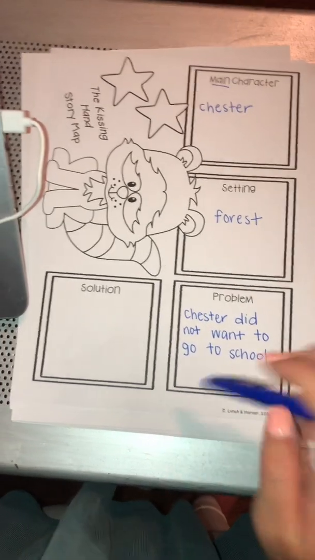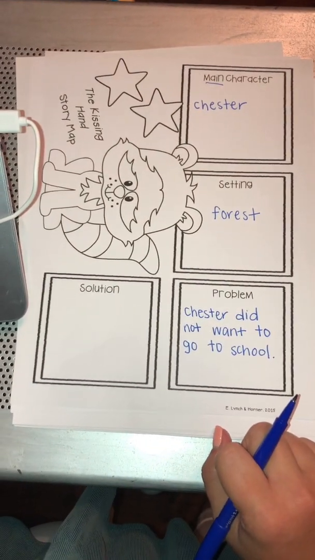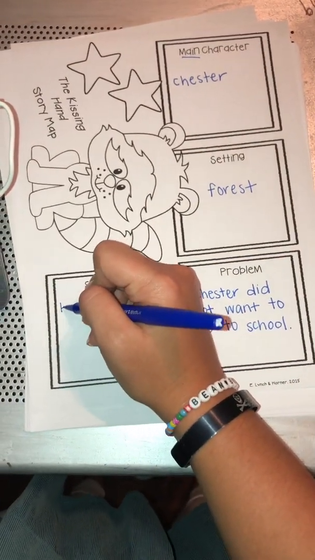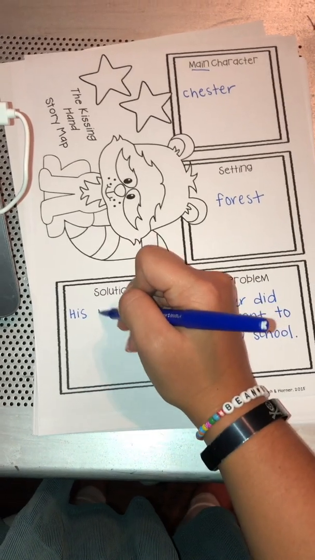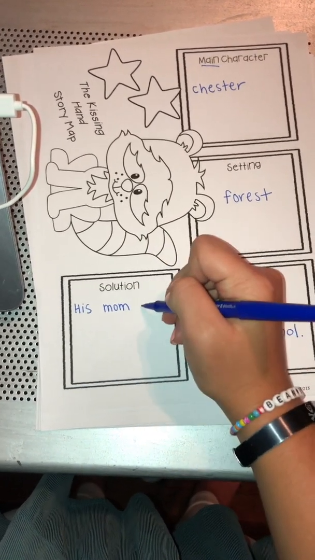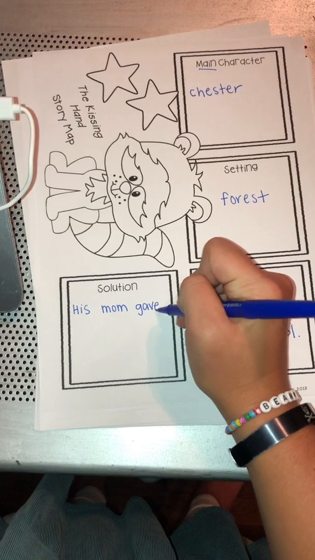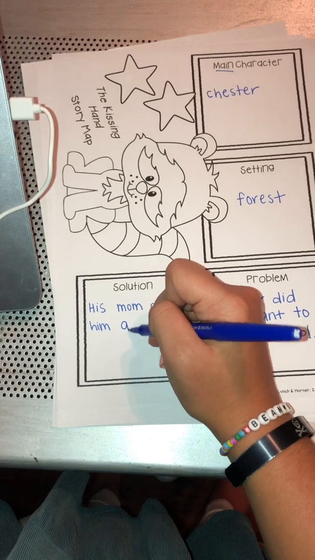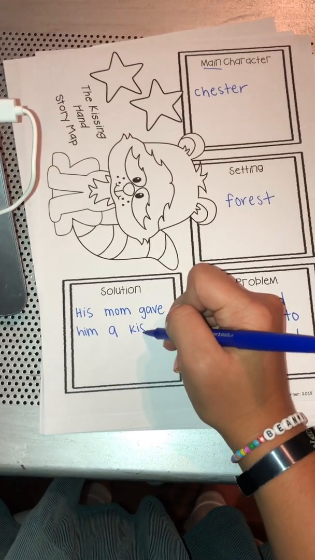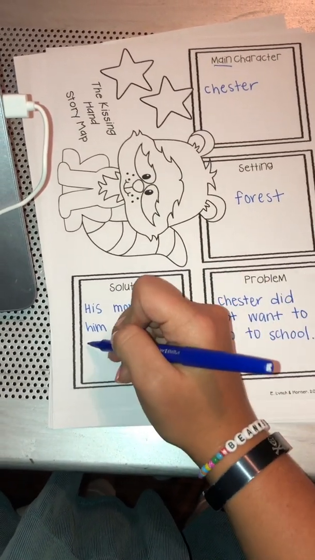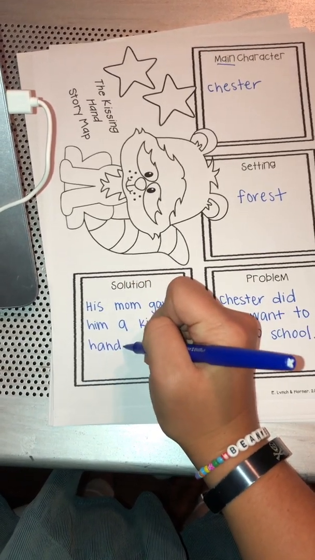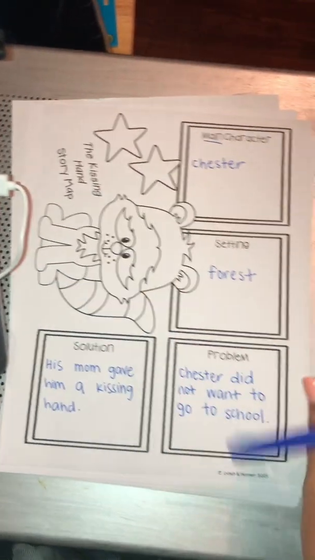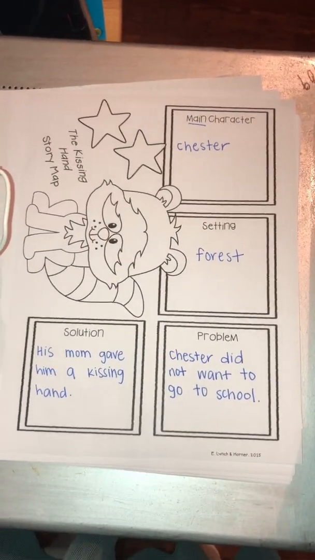And let's think, how did he solve that problem? His mom gave him a kissing hand, so that was the solution. His mom gave him a kissing hand. His mom gave him a kissing hand. And so that is how we fill out our story map about The Kissing Hand.